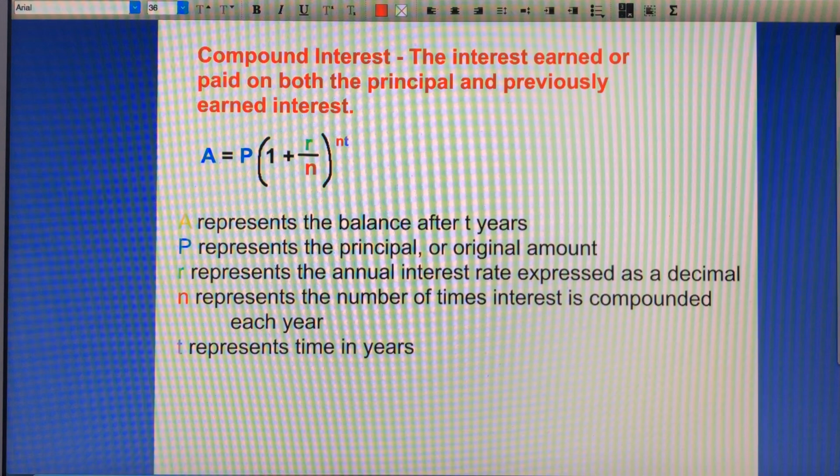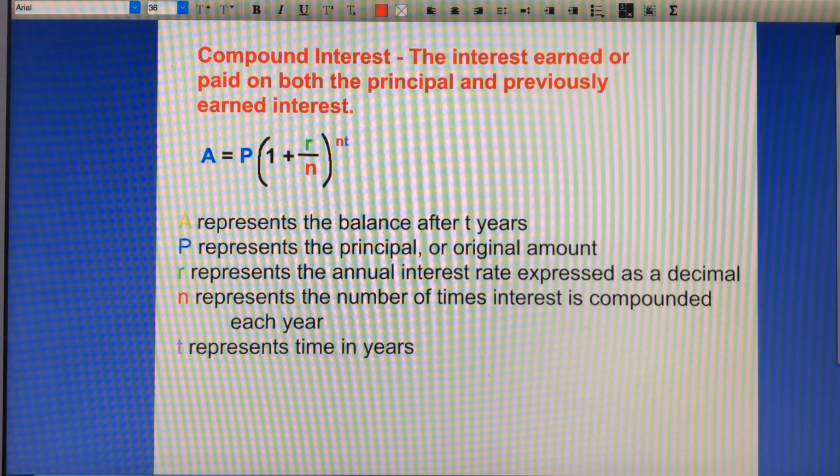Compound interest. Here comes another formula. Compound interest is the interest earned or paid on both the principal and previously earned interest. Compound means that whatever you earn this year goes into your base amount, and so your principal increased. So next year's interest, you earn interest on your interest. That's why it's called compound, not simple.